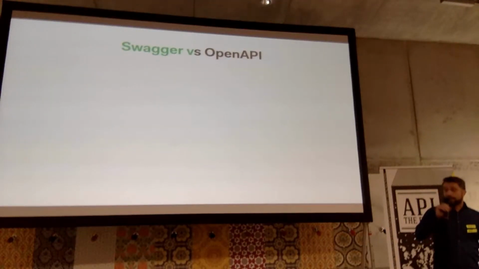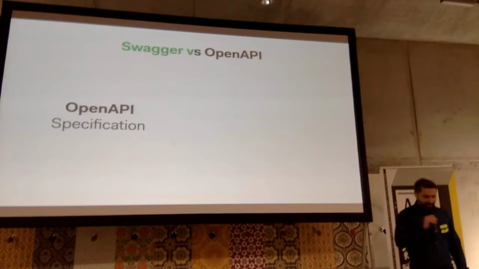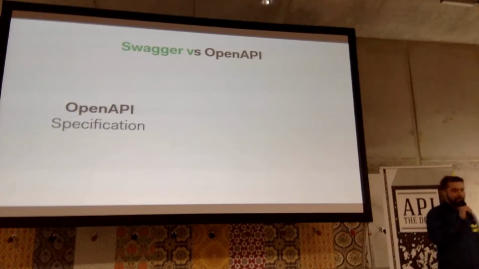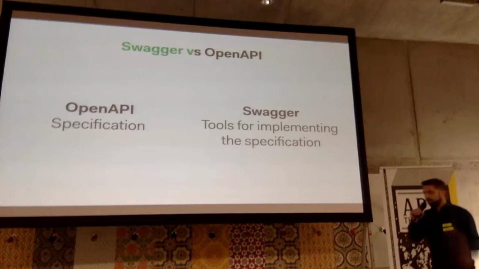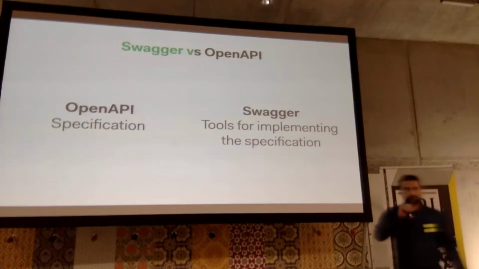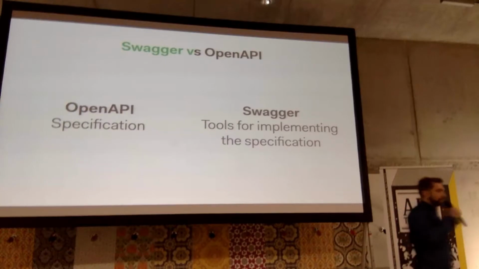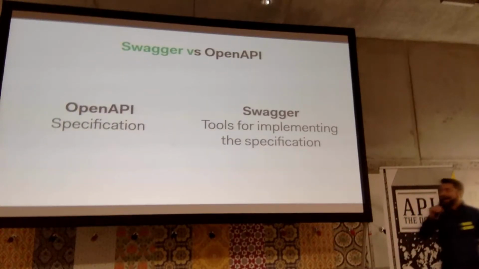So, yeah, it's confusing sometimes what Swagger is and what OpenAPI is, and very often you can use these terms interchangeably, but in general OpenAPI is a specification, and Swagger is a toolchain for implementing the specification. So using the Swagger toolset, you can generate a specification from source code, and you can then generate documentation from the specification.